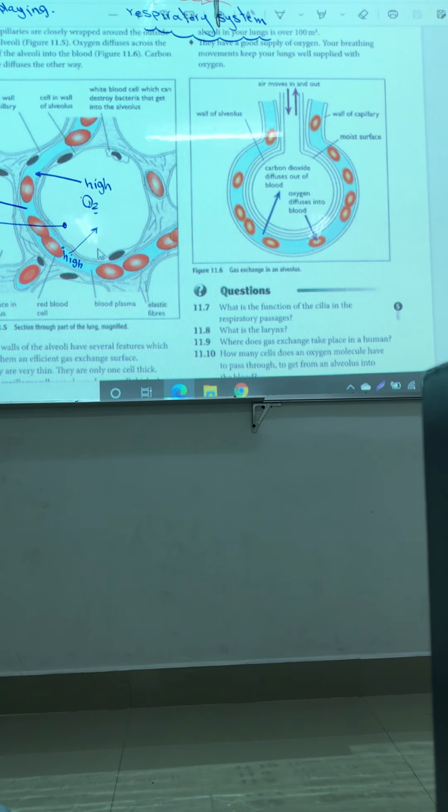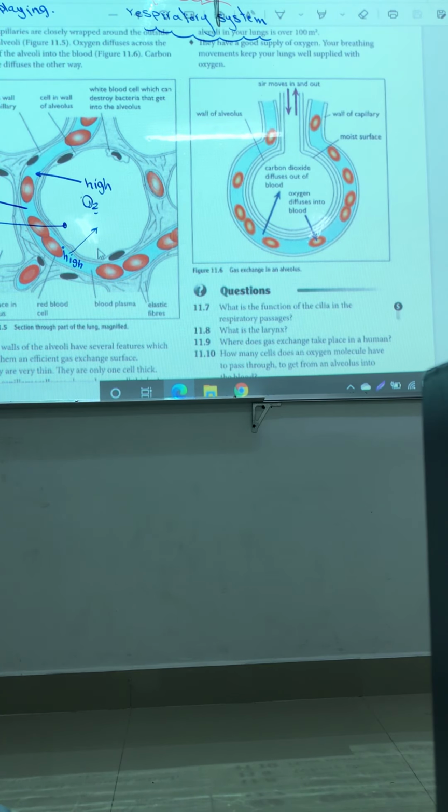So I have one question. The first question in this class: what is the difference between gas exchange and respiration? This is an important point for this class. What are the differences between respiration and gas exchange? This one is a reaction and this one is a reaction. This one is a process, this one is a process.